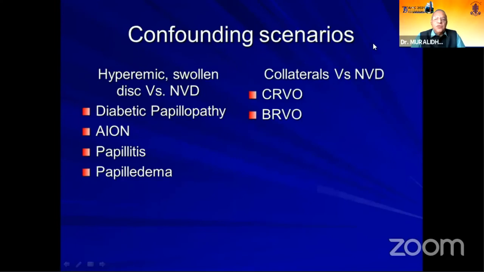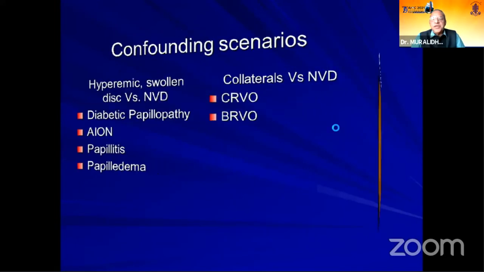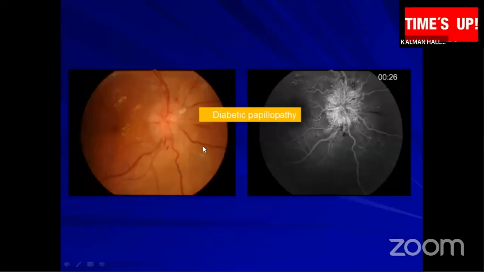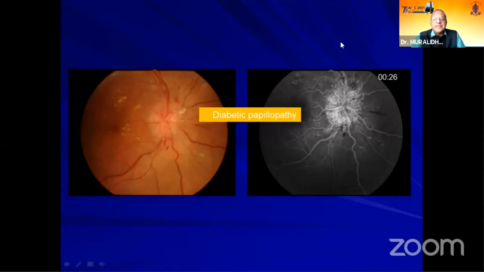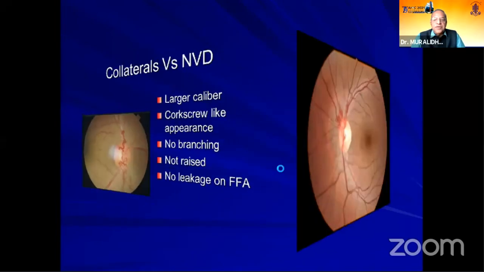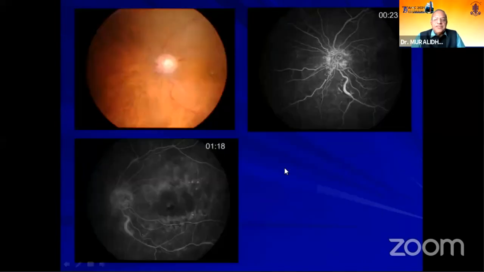Hyperemic swollen disc and collaterals on the disc are two clinical situations where you might really feel a problem in distinguishing from NVD. The dilated vessels are never raised from the surface. They're always within the surface of the retina. And fluorescein angiogram can easily show the dilated capillaries on the disc. Collaterals, on the other hand, have a larger caliber. They have a corkscrew-like appearance. There is no branching. They are not raised, and there is no leakage on FFA. As you can see in this FFA, there is no leakage by the collaterals.